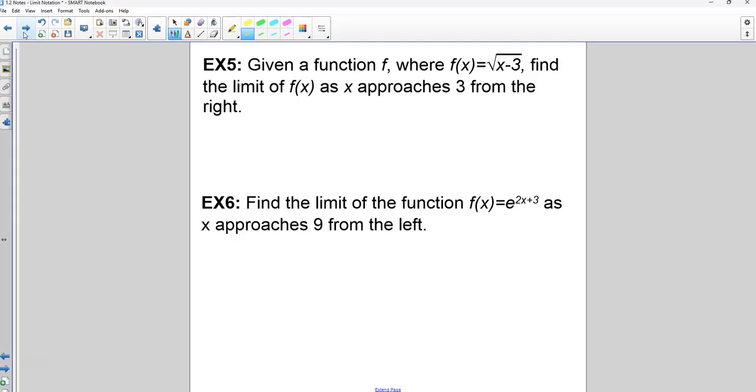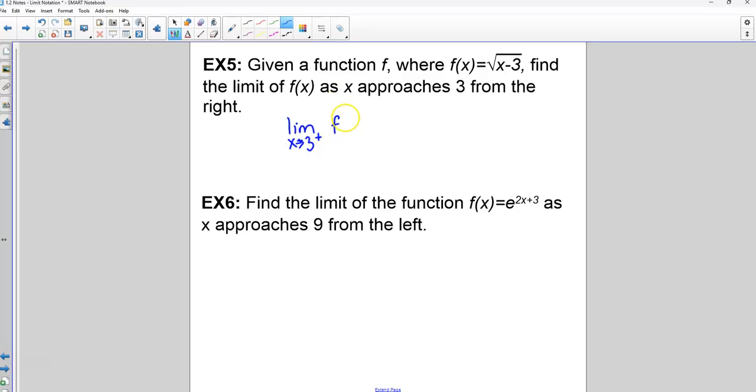Let's write limit notations for word expressions, okay? Most of these are fairly simple. Given the function f, where f of x equals square root of x minus 3, find the limit of f of x as x approaches 3 from the right. We will always make sure we got a limit. What does x approach? 3. Do I need a positive or negative behind it? Positive. And then always make sure you're doing the limit of something.